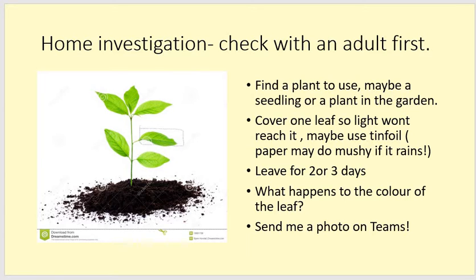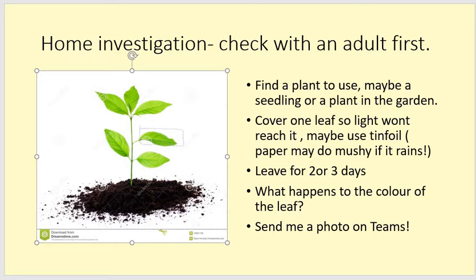Cover one leaf of the plant with something. I would suggest perhaps tin foil. Paper might not work if you put it outside and then it decides to rain on it. Cling film won't work because it will let light through. You need to cover it so that light won't reach it. Leave that leaf for 2 or 3 days completely covered up. Try to avoid the temptation to have a little look and see what's happening.